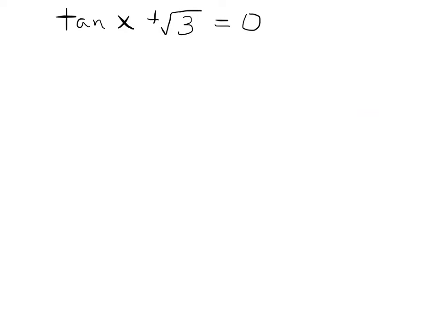Tangent of x plus the square root of 3 equals 0. Again, no restriction. So we're going to go tangent of x equals negative square root of 3.